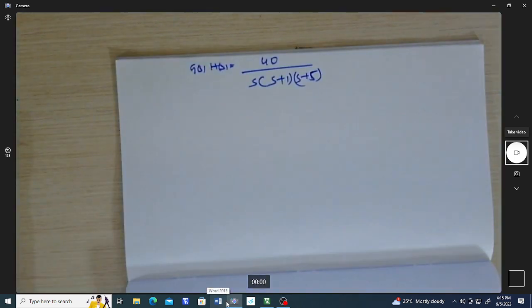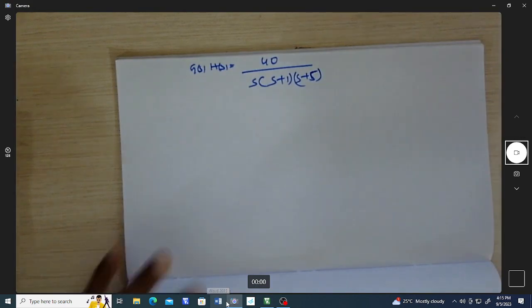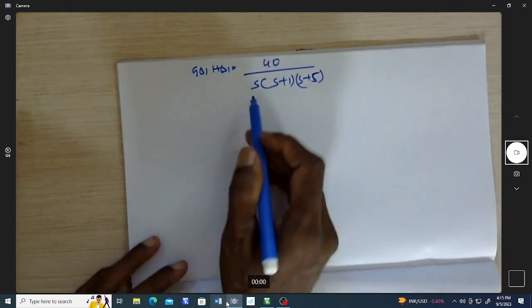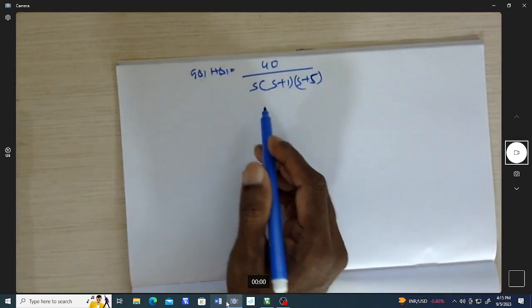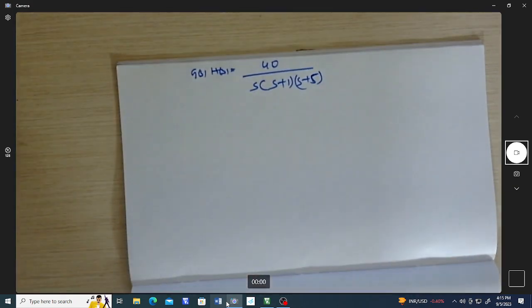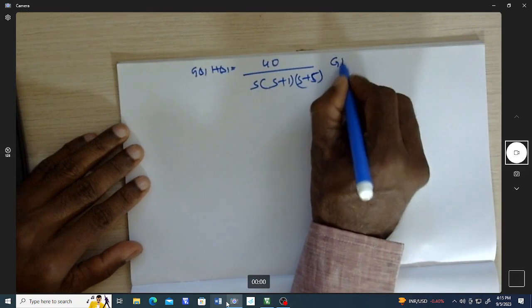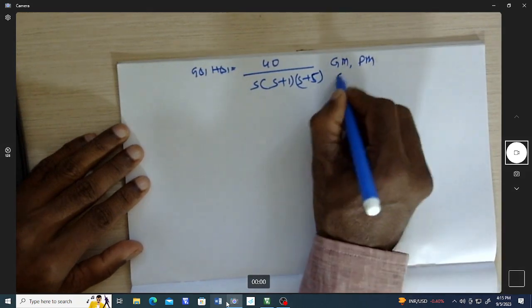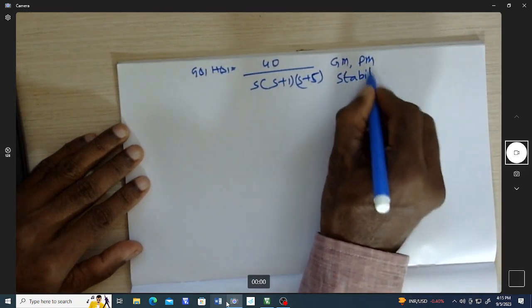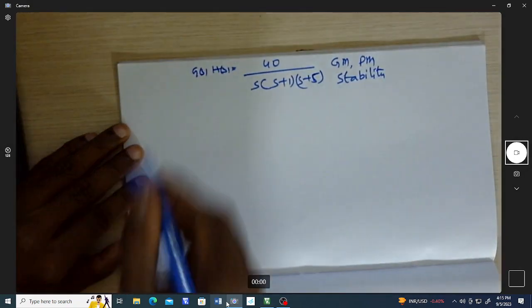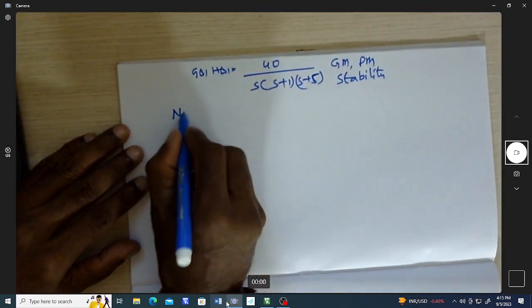Okay, let us try to find the stability of this system having one pole at the origin and two poles on the left hand side. We are supposed to find the gain margin, the phase margin, and then comment on the stability of the system. Let us plot the Nyquist plot for this.